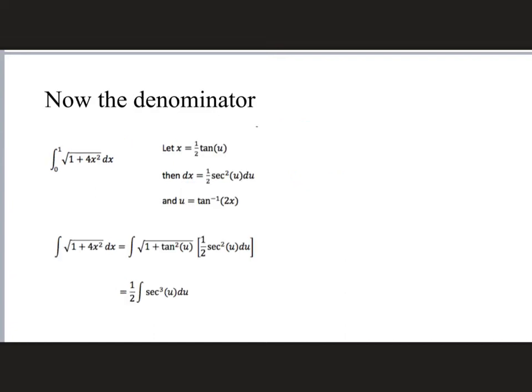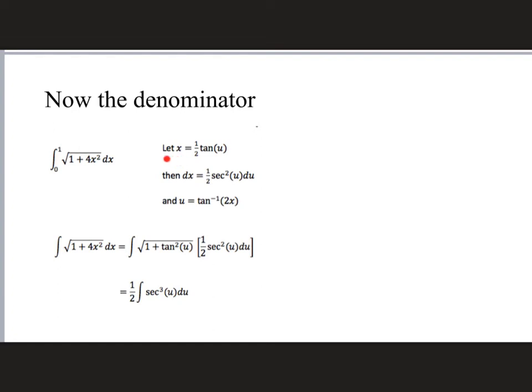Now we can look at the denominator. The denominator does not have the x here. It's just 1 plus 4x squared. And so u substitution is not going to be very useful here, but you might think, looking at this form, that a trig substitution might help, and you would be right. That's where you want to start.